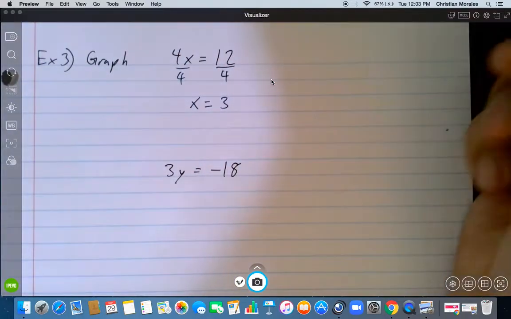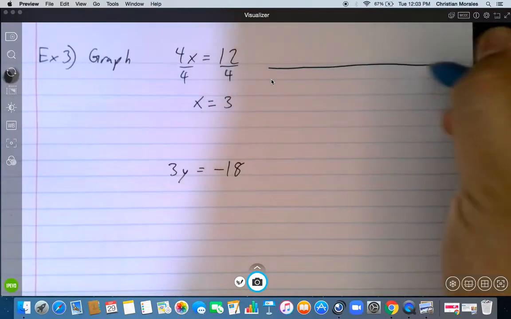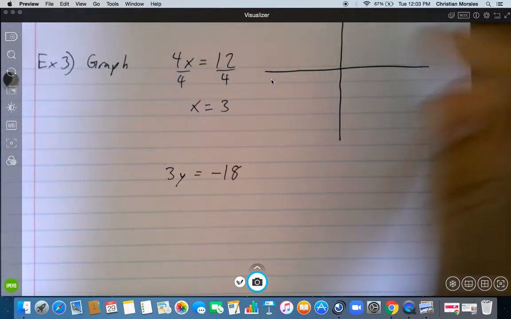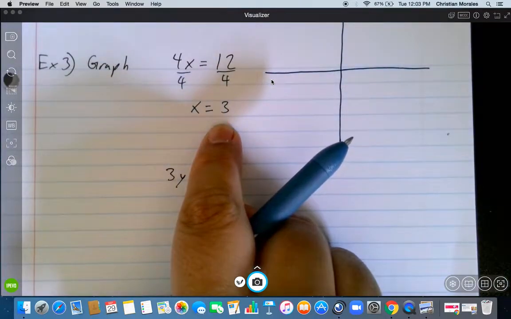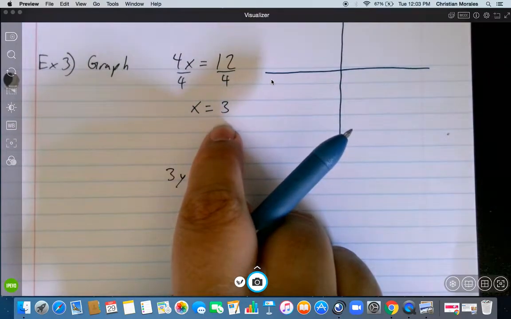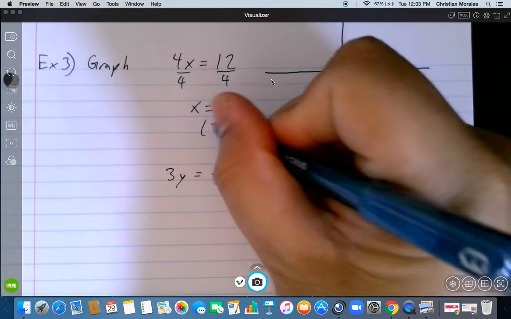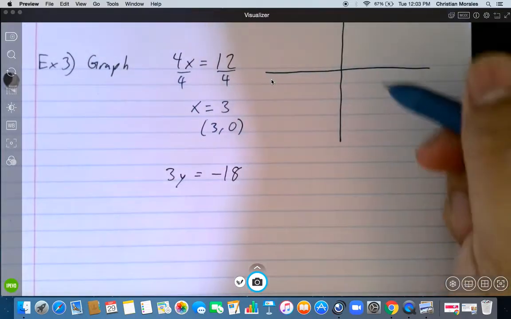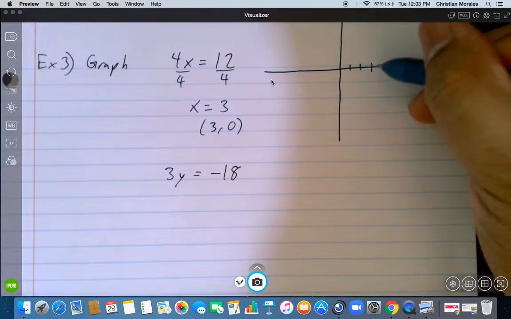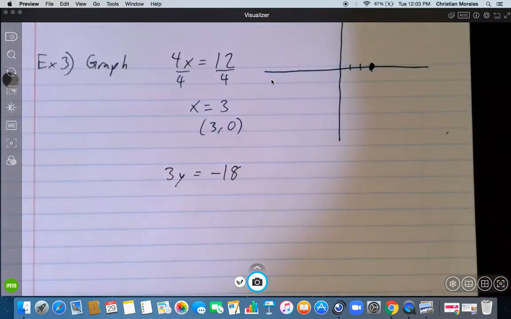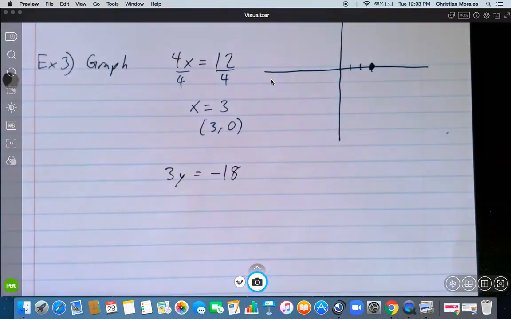Now, how do you graph that? Well, remember how we said you have an intercept? This is your only intercept. If you wrote this as a point, that means that the point would be x is 3, y is 0. So 1, 2, 3. Because you cannot solve for y, there is no y-intercept.